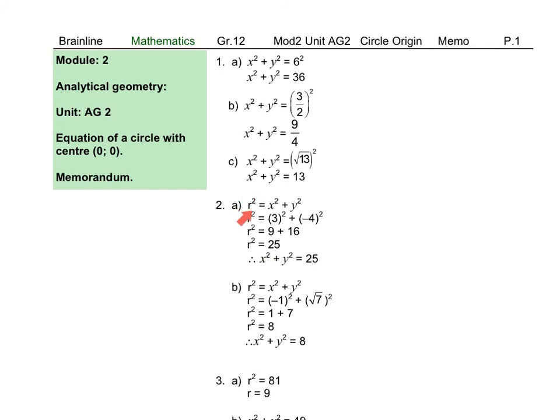So now in the place of the r squared, I will write my value 25. So the equation of this circle with the origin as center is x squared plus y squared equal to r squared, which we've worked out is 25.